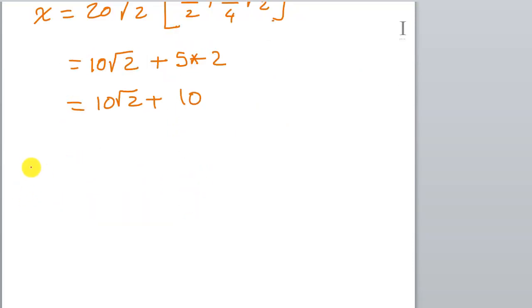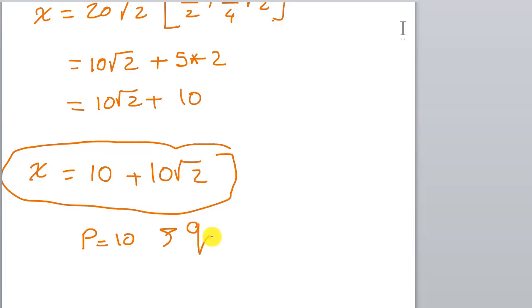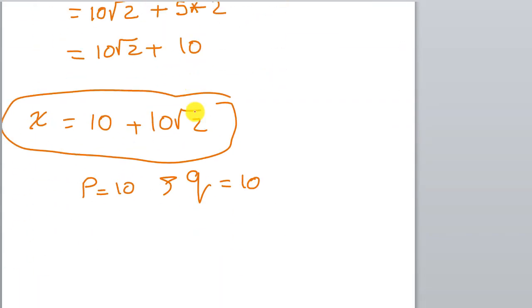So actually x equal to 10 plus 10 square root of 2, and this is the answer. We need b equal to 10 and q equal to 10, which is here he asked for b plus q square root of 2. So this is the value of the question. Okay, let us go ahead to another one.